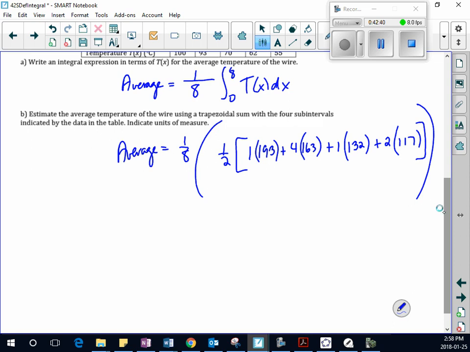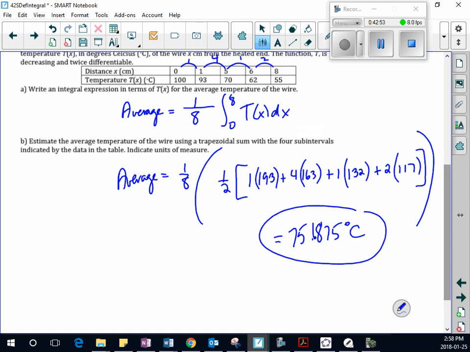So did you get 75.6875, and that would be degrees Celsius, right? Degrees Celsius. Here, I'll write it a little better here. 75.6875 degrees Celsius.